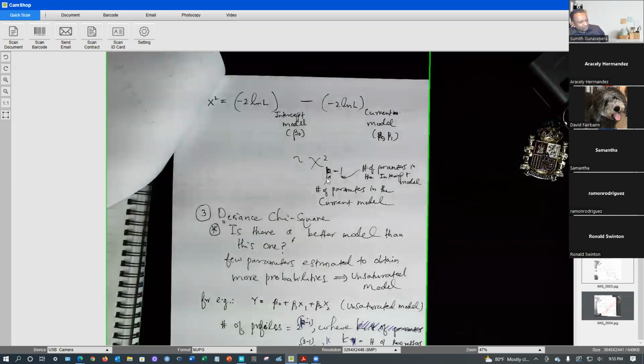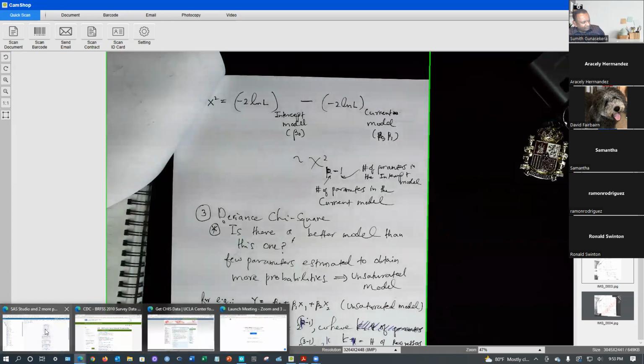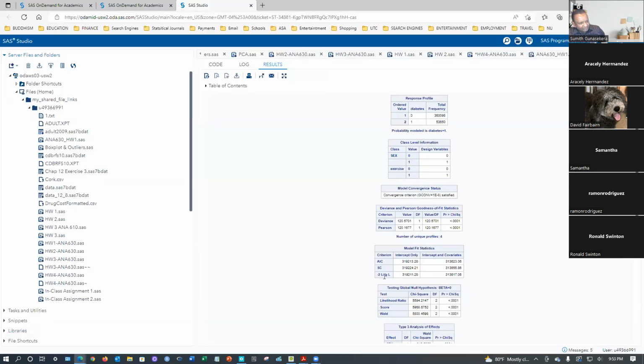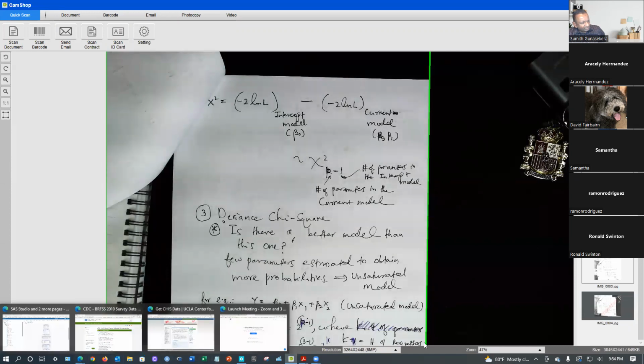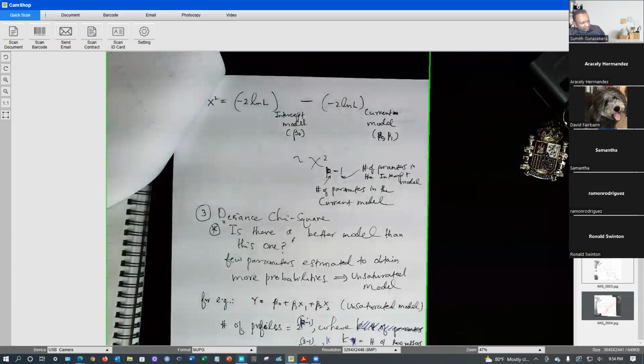That chi-squared should be distributed according to chi-squared, with degrees of freedom equal to the number of parameters in the current model minus the number of parameters in the intercept model. So by looking at this printout, you can remember: this value minus this value, minus 2 ln L including covariates, and this one for the intercept model only. You can take that, subtract, and get the absolute value.